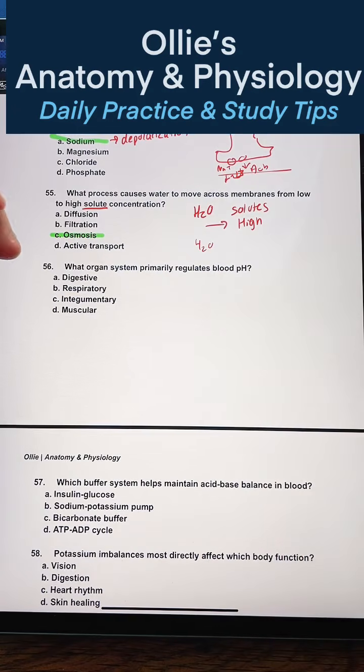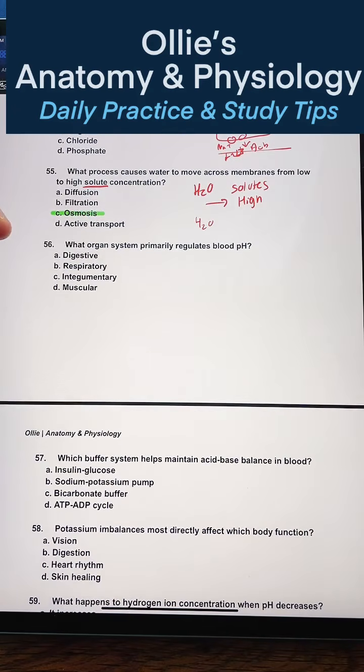Yes? Okay, perfect. Number 56, which organ system primarily regulates blood pH? Which organ system primarily regulates blood pH? A, B, C, or D?